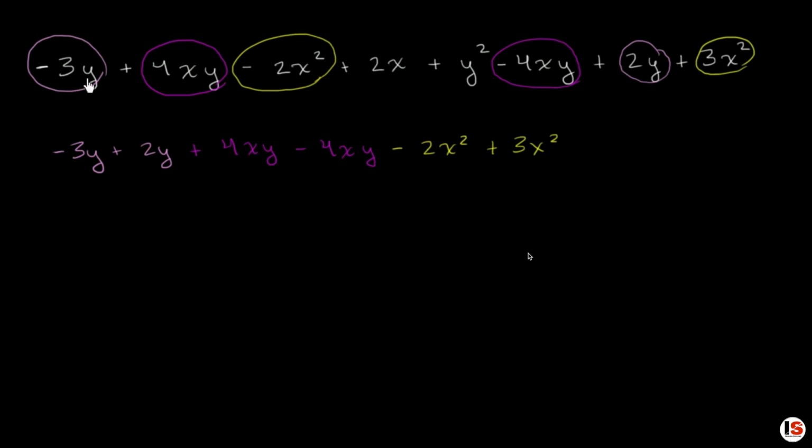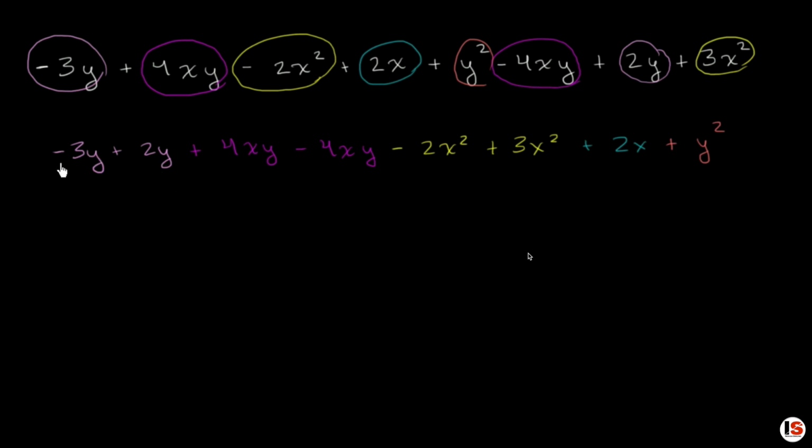And then let's see, I have an x term right over here. And that actually looks like the only x term. So that's plus 2x. And then I only have one y squared term. I'll circle that in orange. So plus y squared. So all I have done is I've reordered the statement and I've color-coded it based on the type of term we have. And now it should be a little bit simpler. So let's try it out.